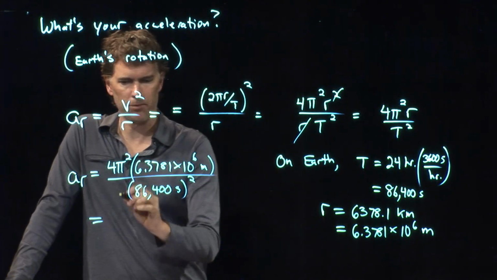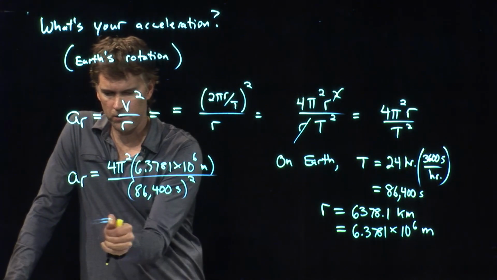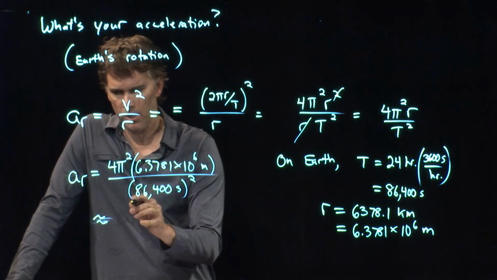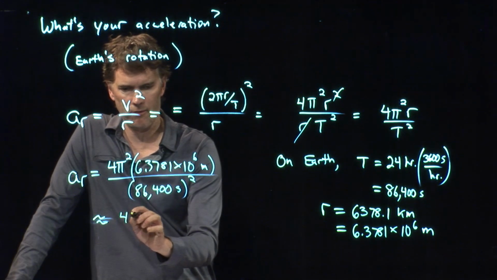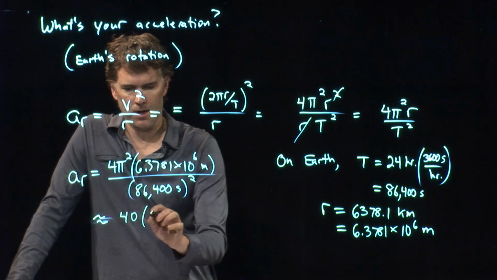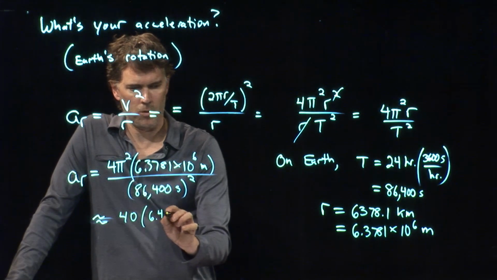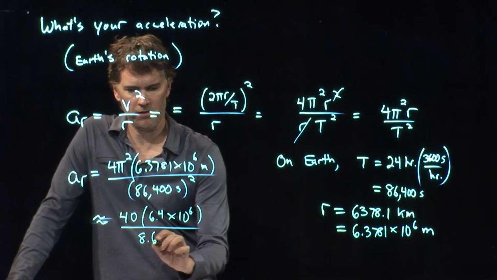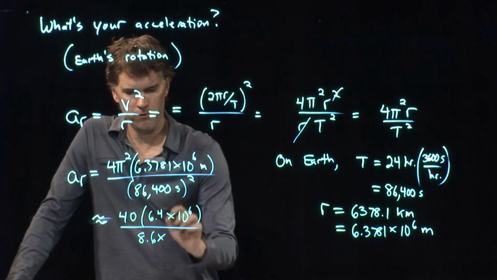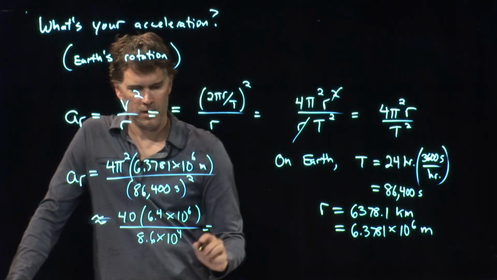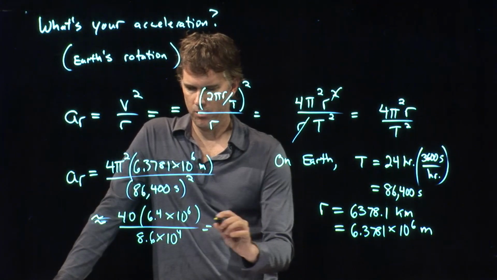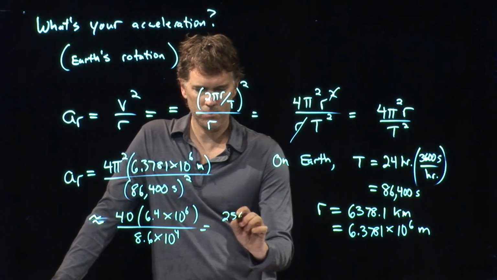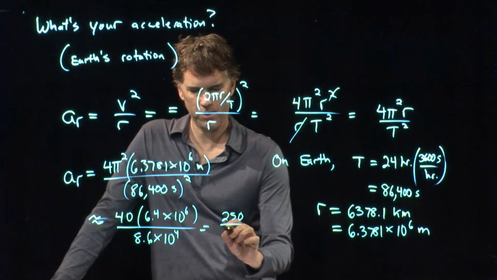While you work it out, I'm going to approximate it. So let's approximate this as the following. 4 pi squared, pi is 3, squaring that, I get 10, so that's about 40. I'm going to multiply that by 6.4 times 10 to the 6, and then we're going to divide by 8.6 times 10 to the 4. And so that'll get us, what? 40 times 6.4 is 240, 250. We're going to divide by 8.6.